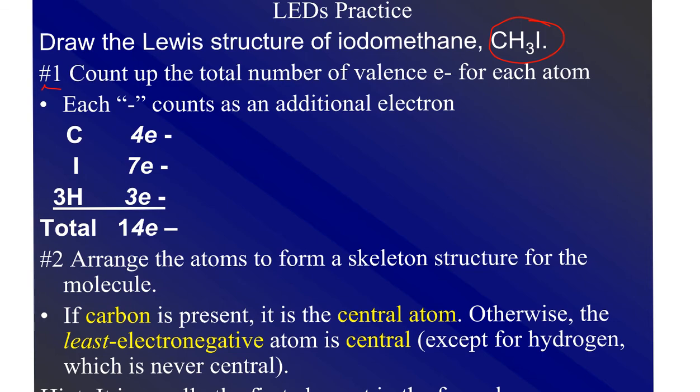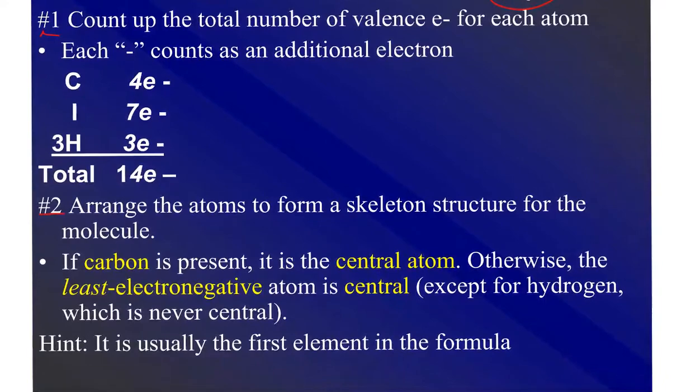Next, rule number 2. Arrange the atoms to form a skeleton structure for the molecule. Now the rule is if carbon's present, then that's going to be the central atom. Otherwise, the least electronegative goes in the center, except for hydrogen, which is never in the center. It can't be, and you'll see why. It only wants to form with 2 valence electrons.